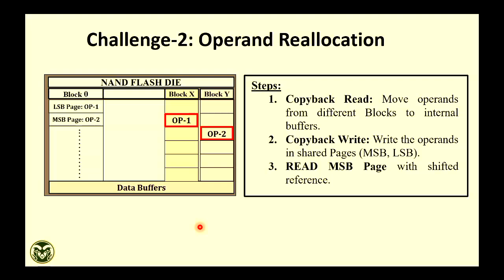One of the challenges in this approach is both the operands have to be on the same word line. How to do that? Because suppose in a memory, your operand 1 is in block X, operand 2 in block Y. Then how can you do bitwise computing on that? That means you have to bring those two operands, or those two pages, onto a shared page, just like Ambit did. Ambit reserved particular rows for simultaneous activation.